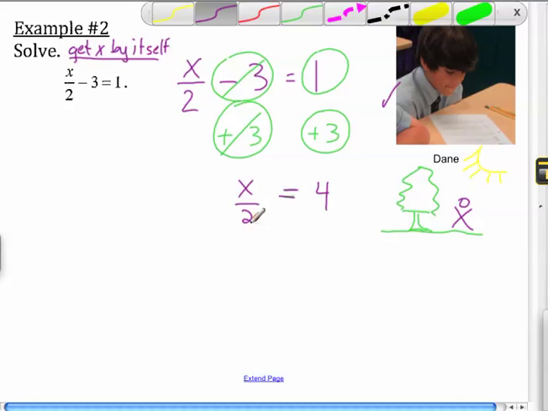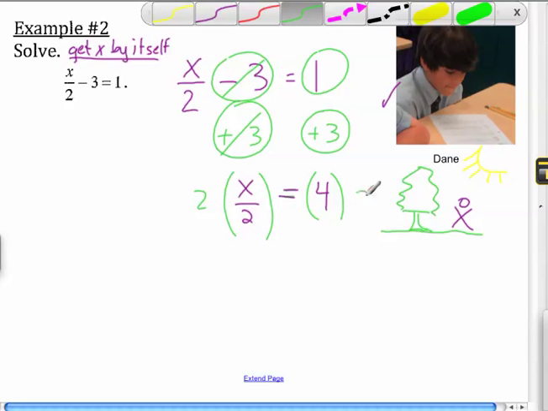Now, what does this mean right here? Let me just put a little red circle. What does that mean? That means that x is being divided by 2. Okay. Well, I want to undo that division. So to undo division, I need to multiply. All right. So I'm going to multiply this side by the very thing I want to get rid of, 2.